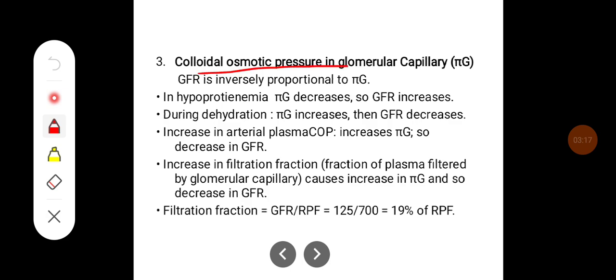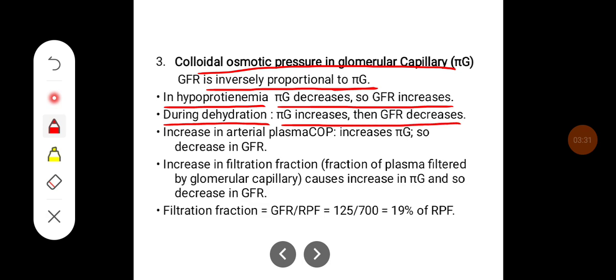Colloidal osmotic pressure in the glomerular capillary. GFR is inversely proportional to the oncotic pressure in the glomeruli. In hypoproteinemia, that is, pi G decreases, so GFR increases. During dehydration, pi G increases, then GFR decreases. Increase in arterial plasma oncotic pressure increases the oncotic pressure, so it decreases the GFR.